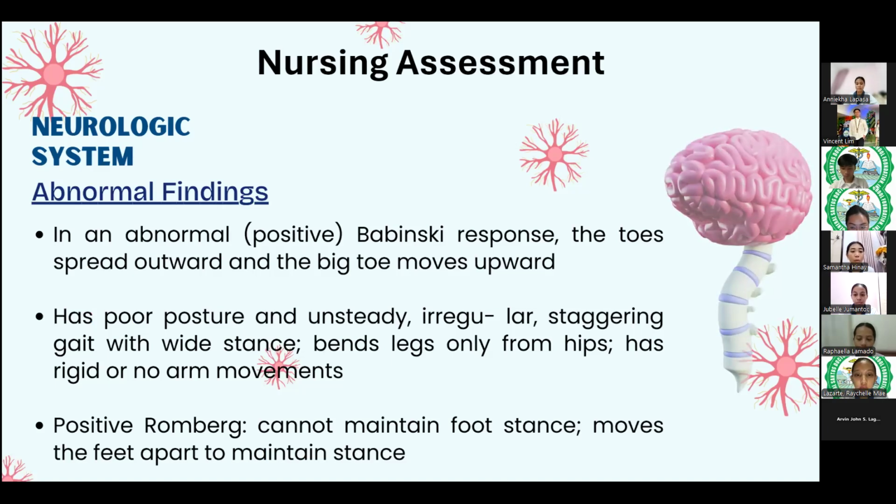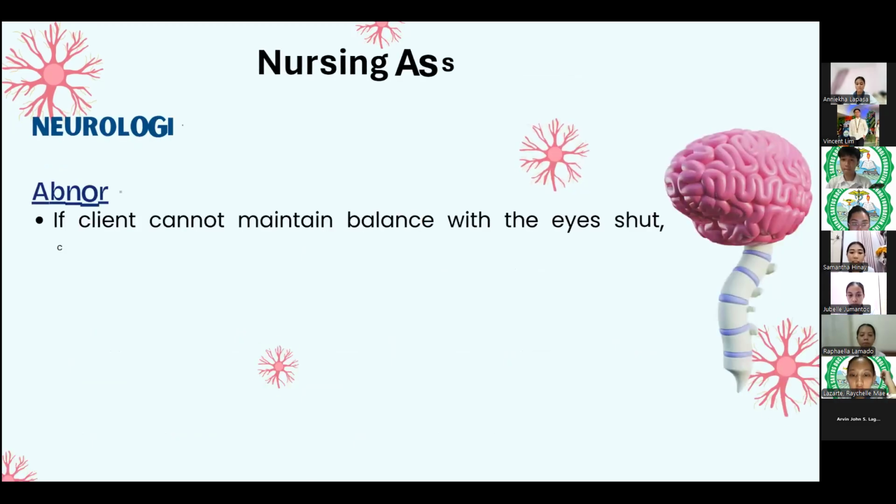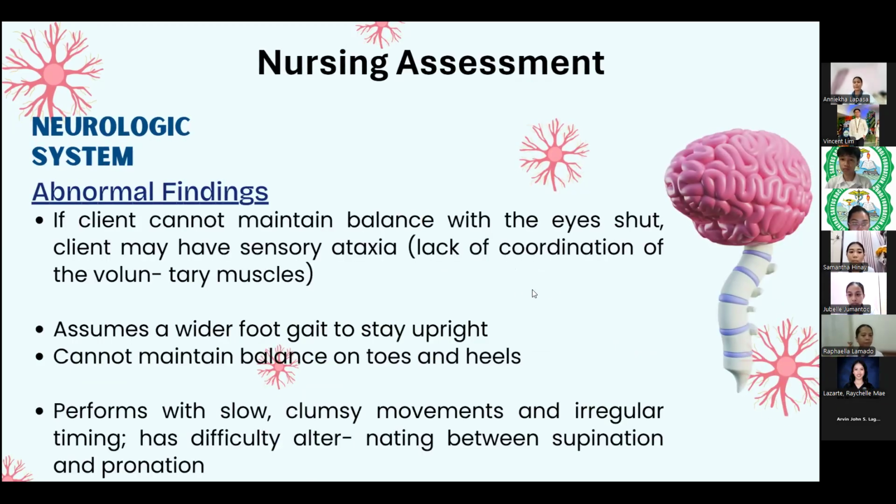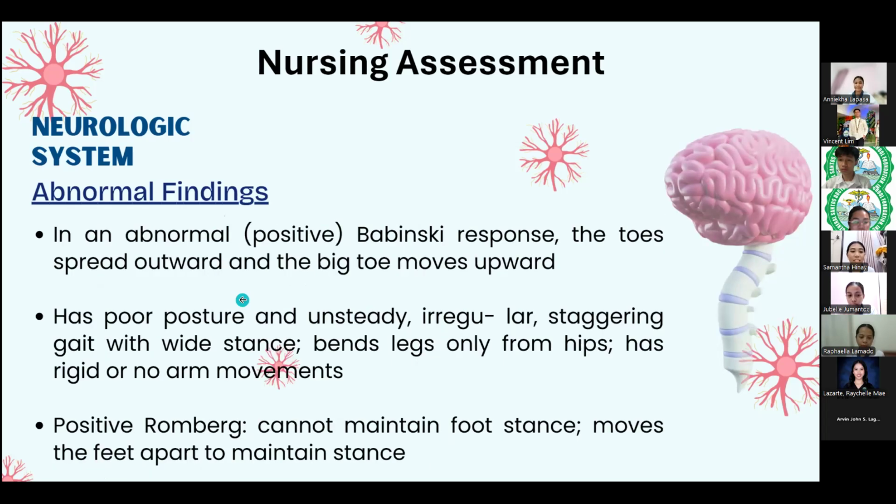For the abnormal findings for the neurologic system, in an abnormal positive Babinski response, the toes spread outward and the big toe moves upward. The client has poor posture and unsteady, irregular, staggering gait with wide stance, bends legs only from the hips, and has rigid or no arm movements. Next is positive Romberg, cannot maintain foot stance, or the client cannot maintain balance and moves the feet apart to maintain stance.